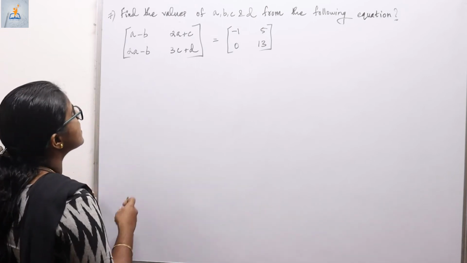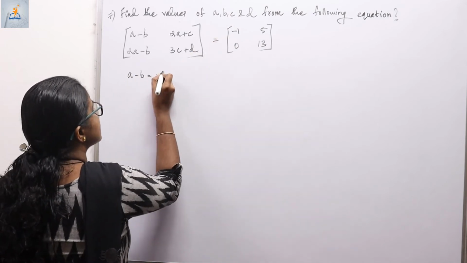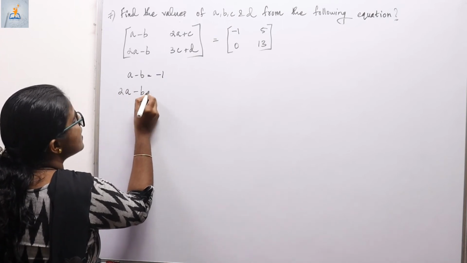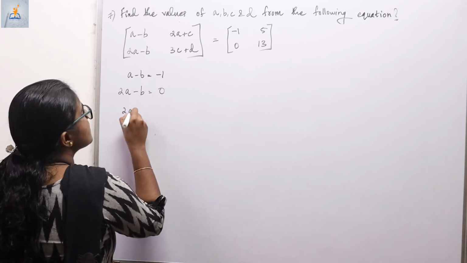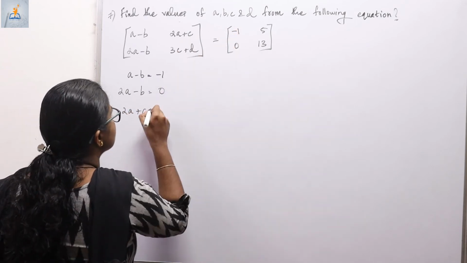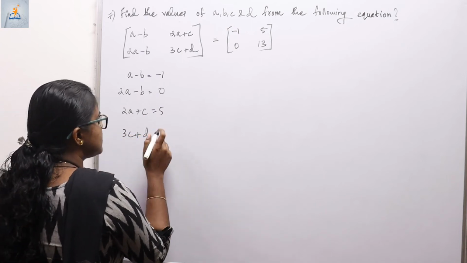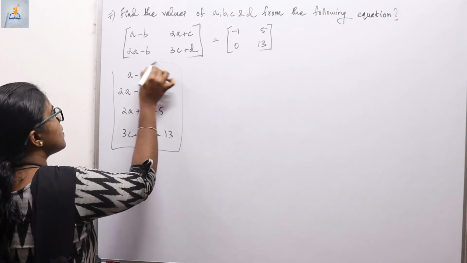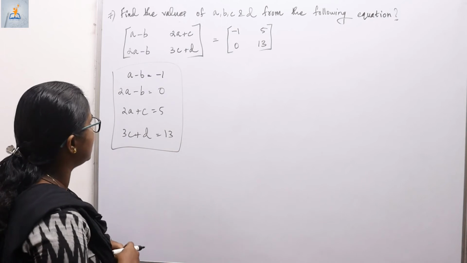So we can equate the corresponding elements, that is a minus b is equal to negative 1. Again 2a minus b is equal to 0. 2a plus c is equal to 5 and 3c plus d is equal to 13. So we have to use these four equations to find the values of a, b, c and d.